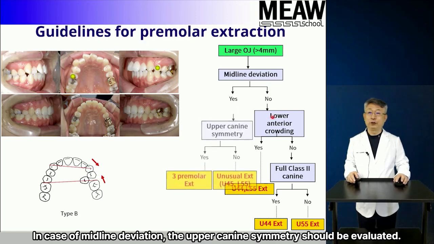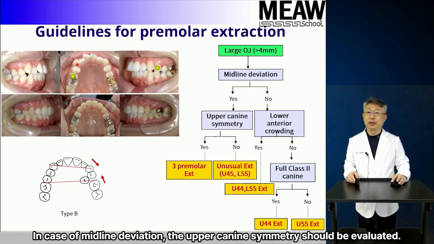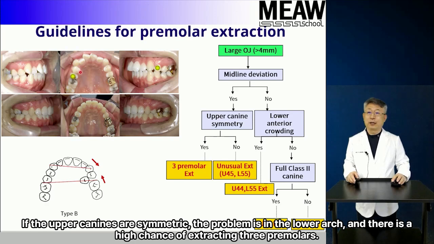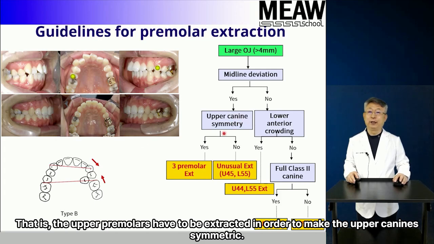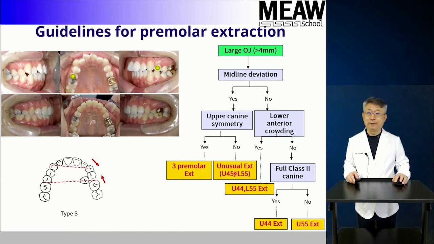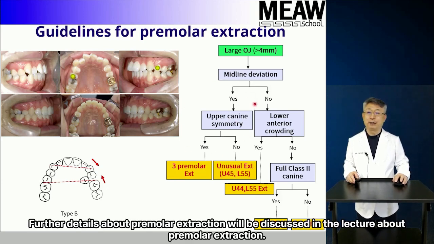In case of midline deviation, the upper canine symmetry should be evaluated. If the upper canines are symmetric, the problem is in the lower arch, and there is a high chance of extracting 3 premolars. On the other hand, if the upper canines are asymmetric, the premolar extraction has to be asymmetric as well in the upper arch. That is, the upper premolars have to be extracted in order to make the upper canines symmetric. Further details about premolar extraction will be discussed in the lecture about premolar extraction.